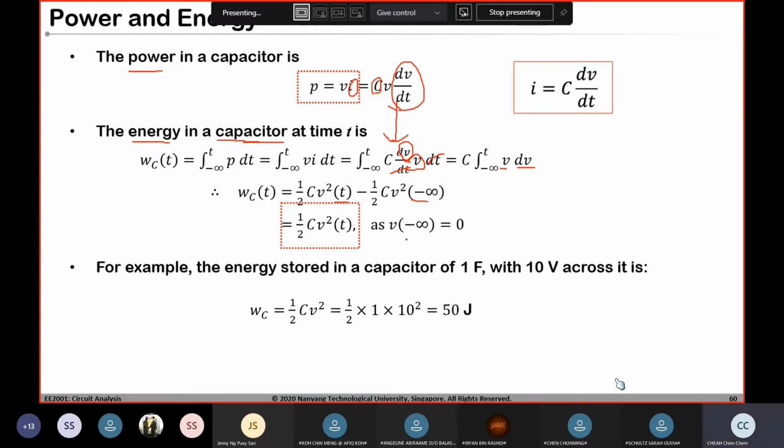Now this basically means that let's assume that initially, when this capacitor is made in the factory, of course there's no storage. If there's no storage, then there's no voltage. So the subsequent energy stored will depend on this half CV squared. Now, of course, if there's an initial storage, you just subtract the initial energy, then you get the change in energy.